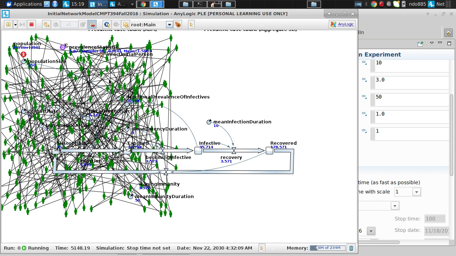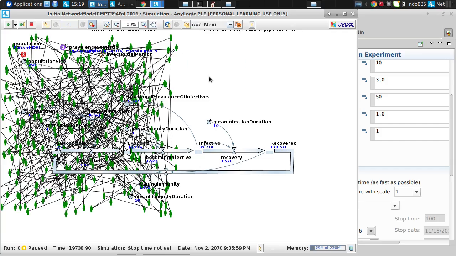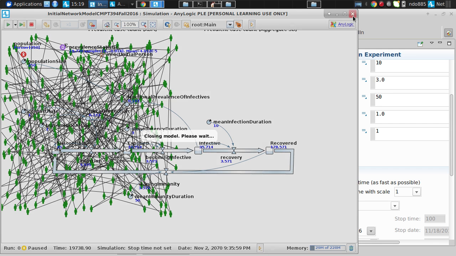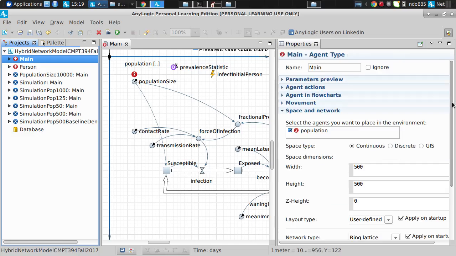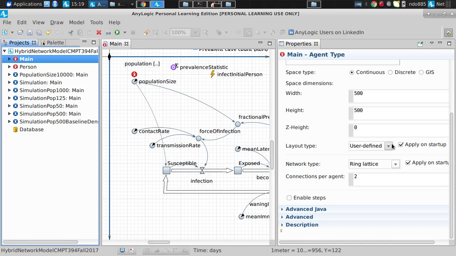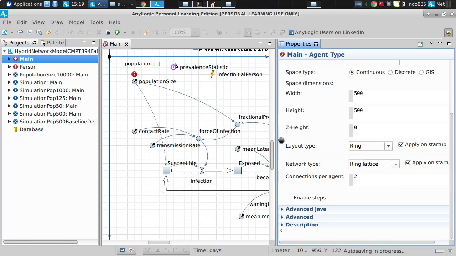Okay, well, the ordering is not clear, right? You've got all these lines around. You notice to how many people is each person connected? 2 people. They're logically connected to a person left and right, but it's not obvious. So, ladies and gentlemen, I'd like to go to main, and in main, go down to the space and network area, and set the layout type to be ring.